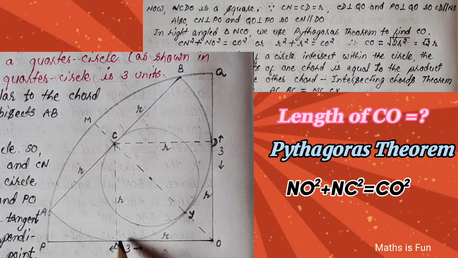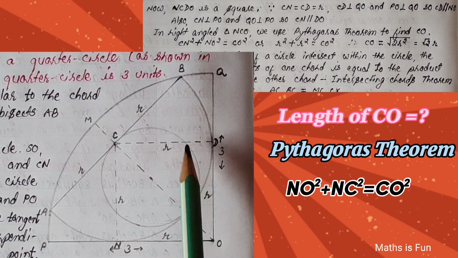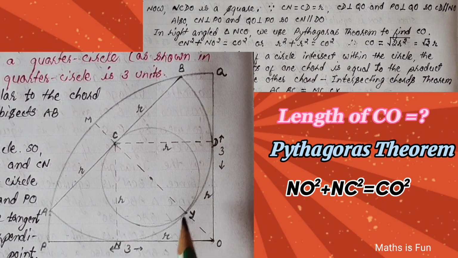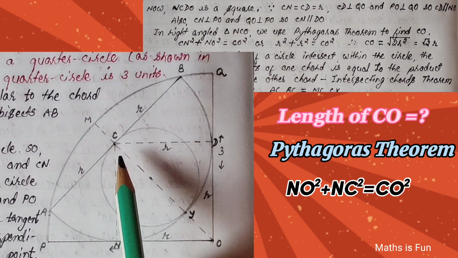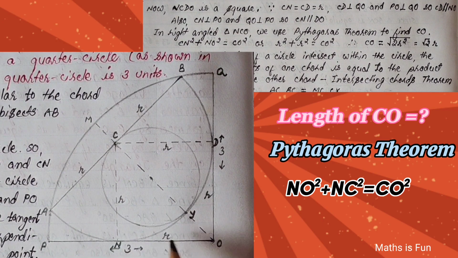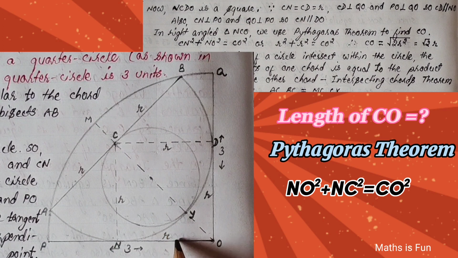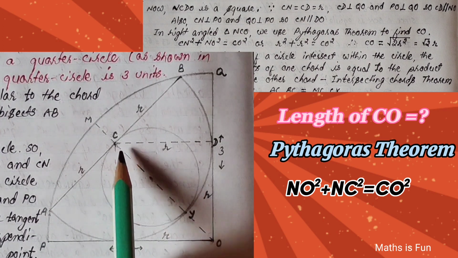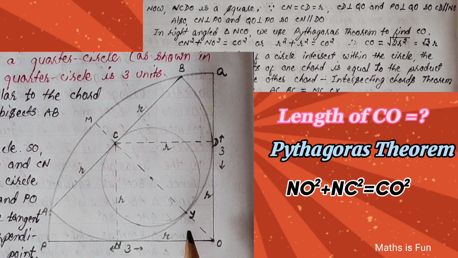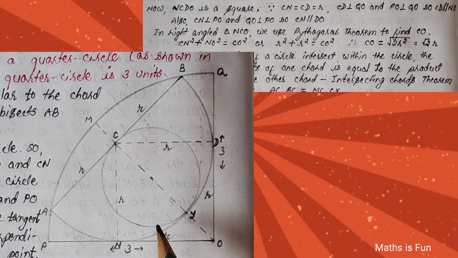So we have NO equal to R. This is because all the sides of the square are equal. So if CD and CN have length equal to R, then NO and DO are also equal to R. According to the Pythagoras theorem, we have R squared plus R squared equal to CO squared. So CO will be equal to root 2 times R. Now we'll move on to the next step.